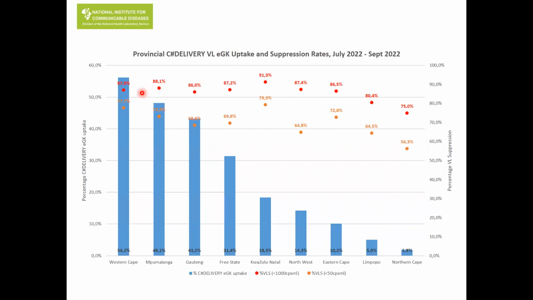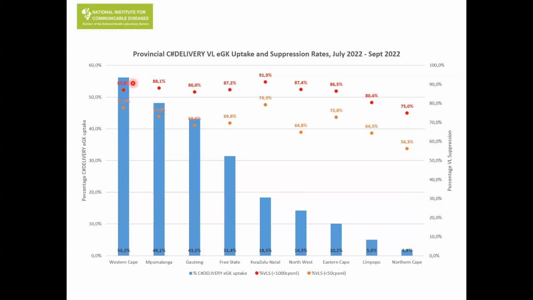We can break it down at provincial level and see where we are with the code's uptake as well as suppression. So these blue bars are looking at the actual uptake of the code. So Western Cape about 76%, and then it goes all the way down. Limpopo only 5% usage, and Northern Cape 1.9%. This is for the period of July through to September last year.